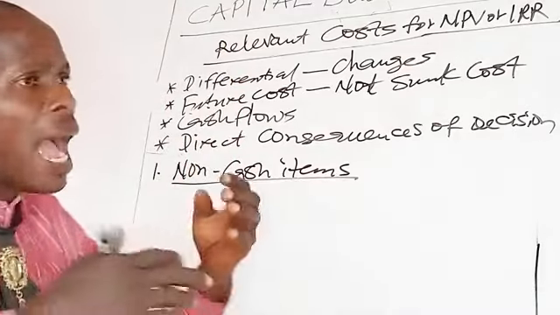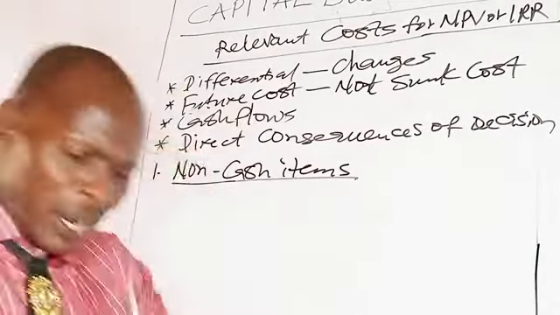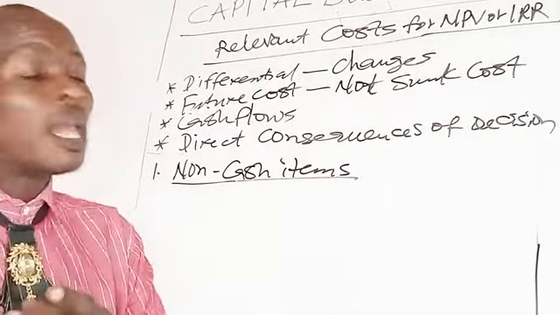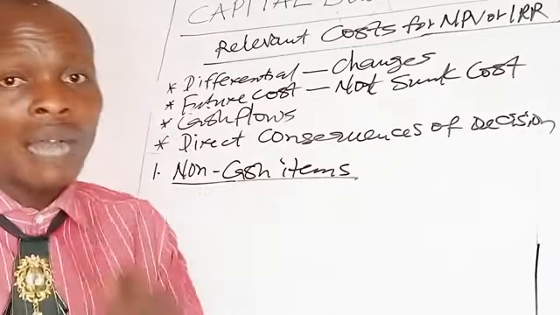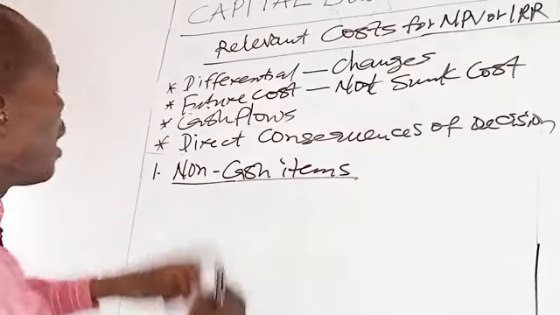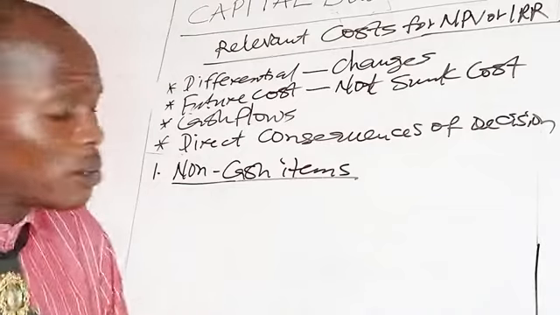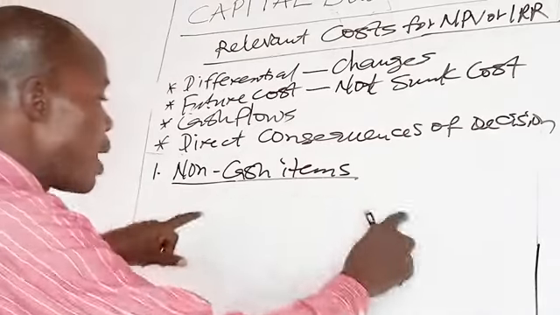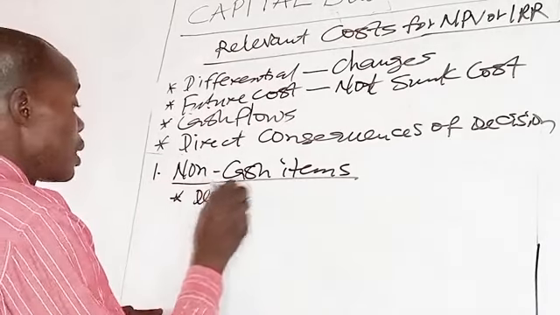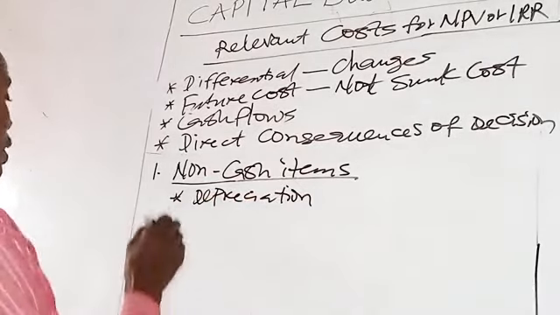They are items that arise from accrual-based principles. Remember, the principle you normally use in the preparation of your financial statements is accrual. Now, those things that you only allow on the accrual basis that don't involve the flow of cash, those items are what we are talking about. An example of a non-cash item is depreciation. Depreciation does not involve cash flows, so it is not relevant.